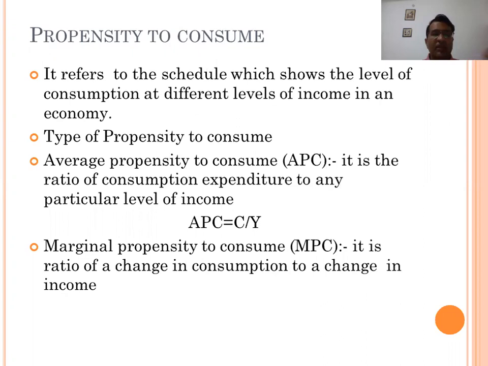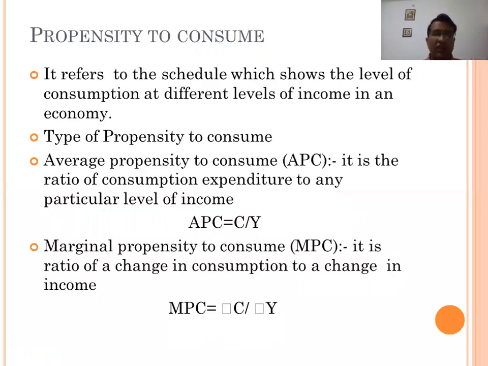Next is the marginal propensity to consume. It is the ratio of change in consumption to change in income. It means how much consumption changes due to a change in income. So it shows the ratio of the change in consumption to a change in income. It can be calculated as delta C upon delta Y. Delta C means change of consumption upon change of income.